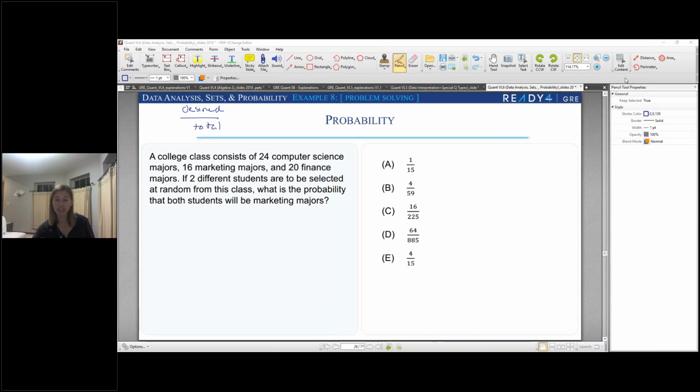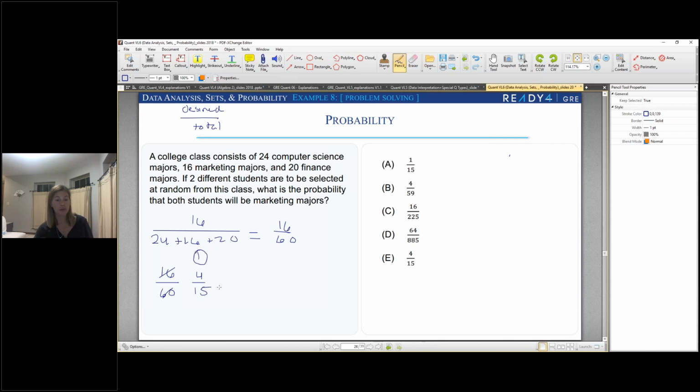Desired over total. So first we need to know how many total students we are talking about. Well, we've got 24 computer science majors, 16 marketing majors, and 20 finance majors. So that's 24 plus 16 plus 20 students. So that's 60 students. We're interested in only the 16 marketing majors. So the first one that we pull out, we've got odds of 16 out of 60 of getting a marketing major. And we can reduce this. We divide this by 4, we get 4 out of 15. Okay. It's a 4 out of 15 chance that our first pull will be a marketing major.